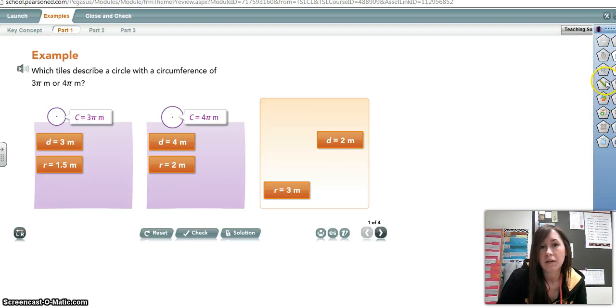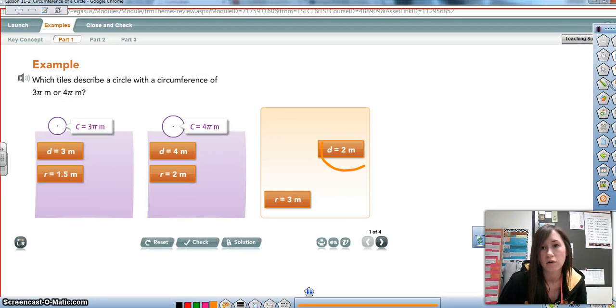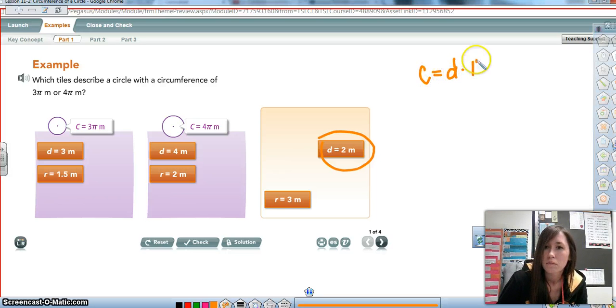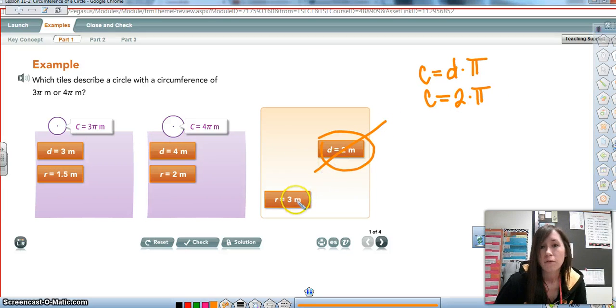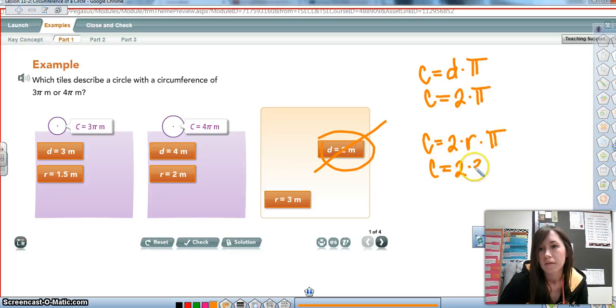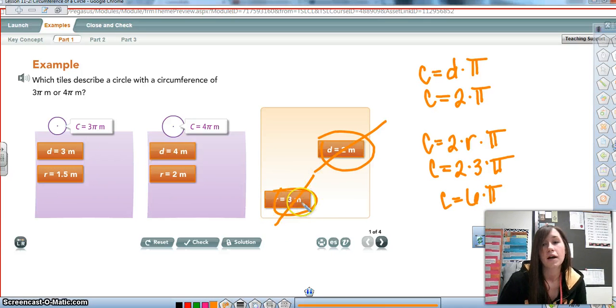Let's double check the couple we left out to make sure they don't work. So if the diameter was 2, that would be 2 times pi, which isn't one of our options. If the radius was 3, that would be 2 times the radius times pi. And that would be 6 times pi, which also is not one of our options. So the ones we left behind really don't work. That's good to check.